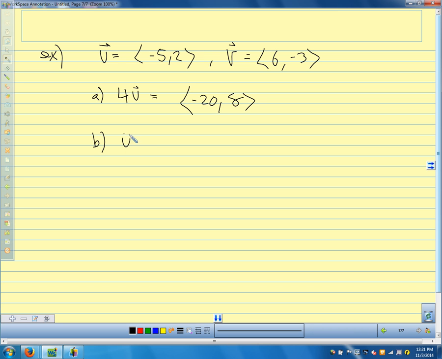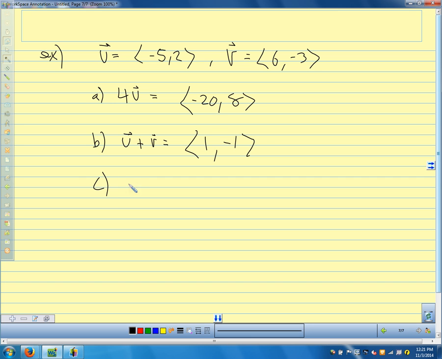How about u plus v? I'm just going to add the x components and add the y components. So -5 plus 6 is 1, and 2 plus -3 is -1. Yes? Right, so we could turn it around. Yeah, so 6 minus 5 is the same as -5 plus 6.